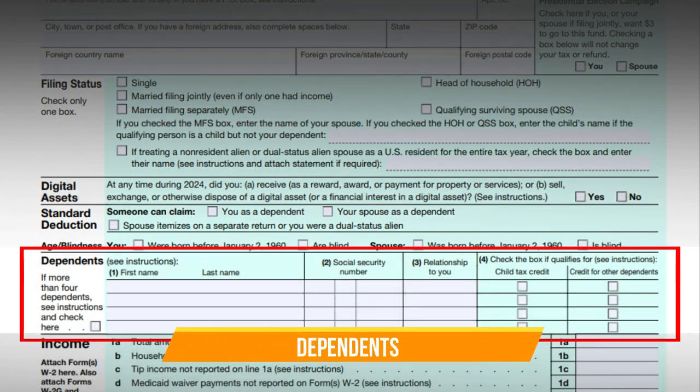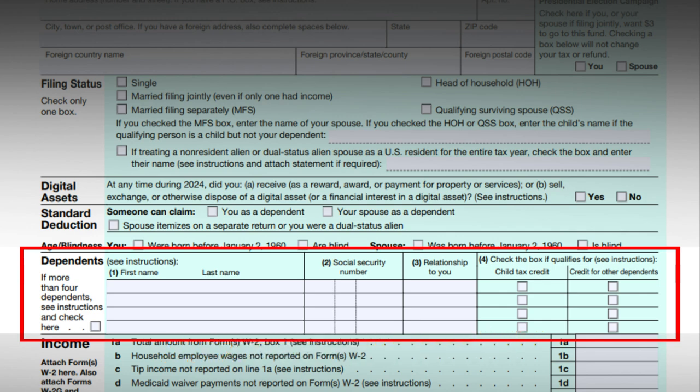Dependents. Claiming dependents. This part asks if someone can claim you or your spouse as a dependent. If you are a dependent, it affects the standard deduction as mentioned earlier. More than 4 dependents. If you are claiming more than 4 dependents, follow the instructions on the form to add extra dependents and include them in the correct section. Each dependent listed will need their name, social security number, and relationship to you. Additionally, if you're claiming a dependent, you'll need to check boxes to see if they qualify for credits like the child tax credit or other dependent credit.